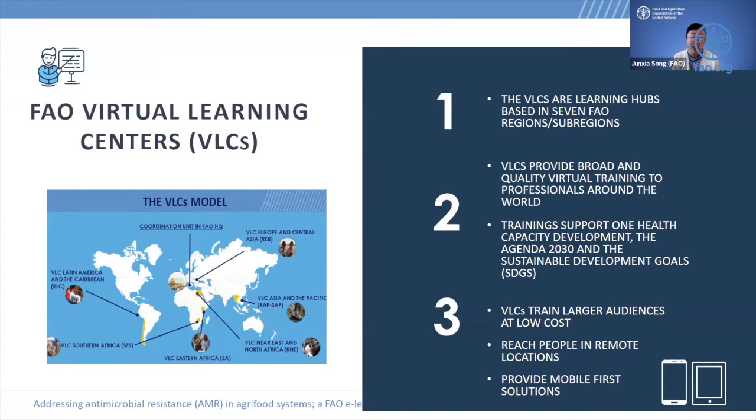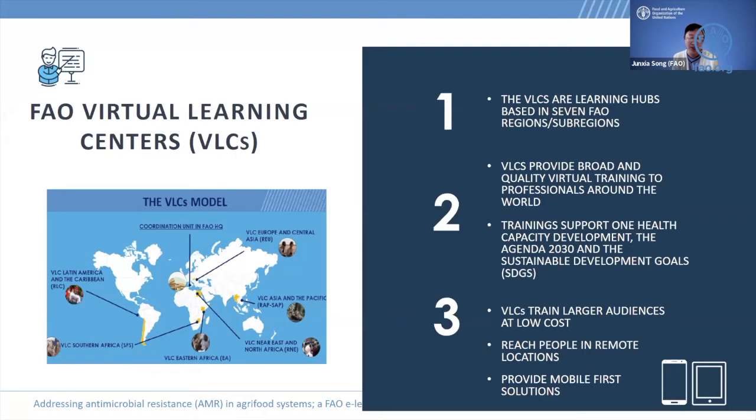The virtual learning centers are learning hubs based on FAO regions and sub-regions with the main objective of providing training to different professionals to meet countries' needs and FAO objectives. By using information and communication technology to deliver and cascade courses and resources, the VLCs allow a ample and geographically diverse audience to be trained in an economic and environment-friendly manner.